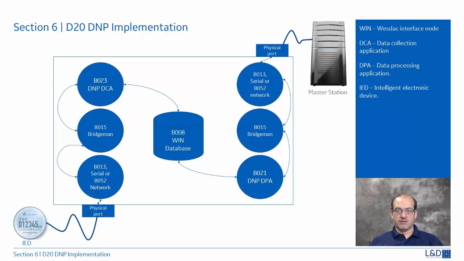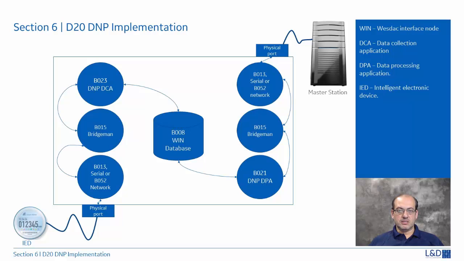Once the message reaches the physical port, it travels over the physical media that's connected to the master station. The master station will process the information that's received from the D20 RTU and take the applicable actions, whether to show it to the operator who's monitoring the master station or to send a required programmed command.